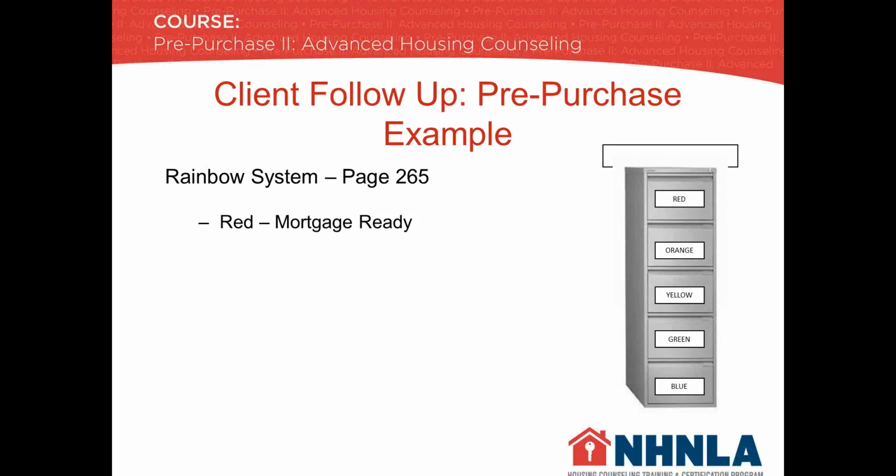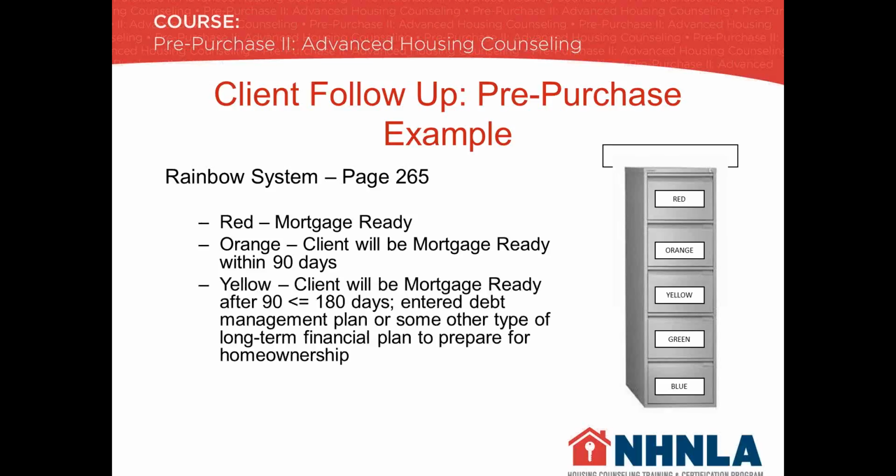Red would be a case that is, boom, mortgage ready. Orange would be they're getting close, but they still are not mortgage ready, but we expect them to be mortgage ready within 90 days. Yellow is going to be someone that you expect to be mortgage ready between 90 and 180 days. So they're not within 90 days, but they're really not further out than 180 days. This could be because maybe they still have bills that they're trying to pay off, or they're still trying to save for a down payment, but they still have a little time involved.